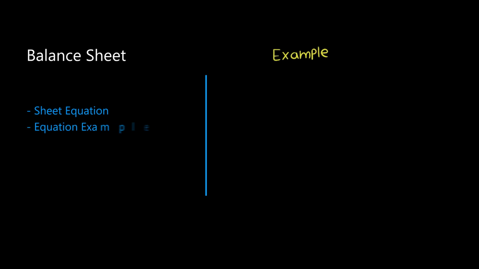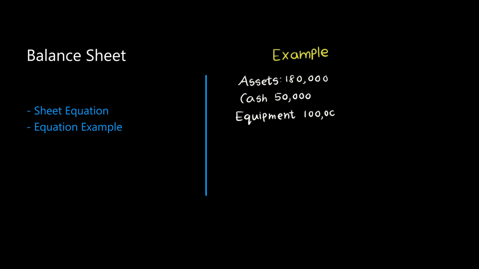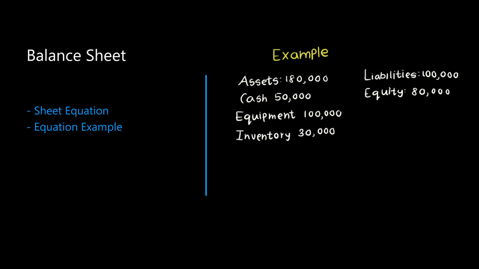Let me give you an example. Say a company has $50,000 in cash, $100,000 in equipment, and $30,000 in inventory. That's $180,000 in total assets. If they owe $40,000 to suppliers and have a $60,000 loan, that's $100,000 in liabilities. Subtract liabilities from assets, and you get $80,000 in owner's equity.